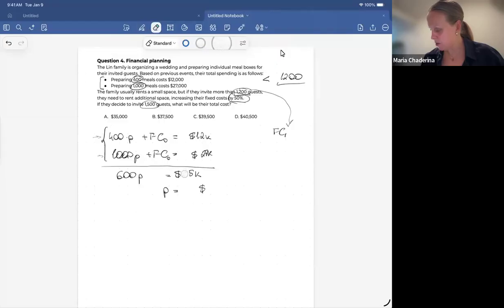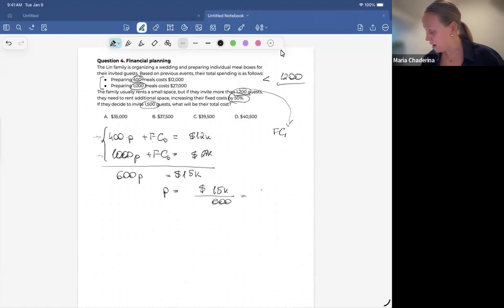This calculation should have resulted in 15,000. So 27 minus 12, 15,000. Okay, so I'm going to take 15,000 from the right-hand side and divide by 600. And I'm going to arrive at a per unit cost, variable cost of $25. Okay.